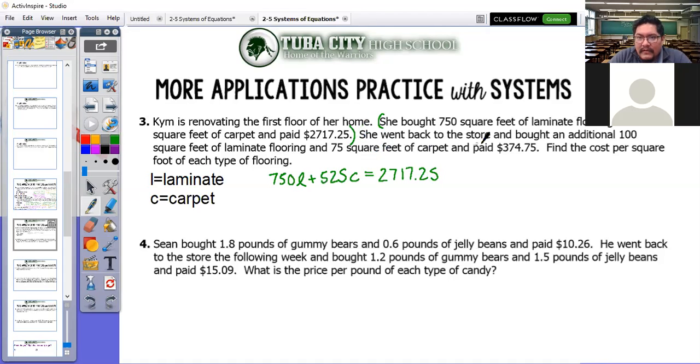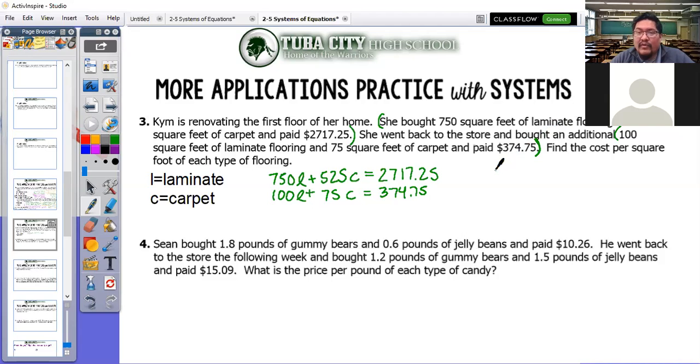So there's 100 square feet of laminate and 75 square feet of carpet, and this was $374.75. And that's our second clue statement. So again, especially with systems of equations, there are going to be 2 clue statements, or 2 body statements was the other thing that I was calling them. And those are where you will find your equations.